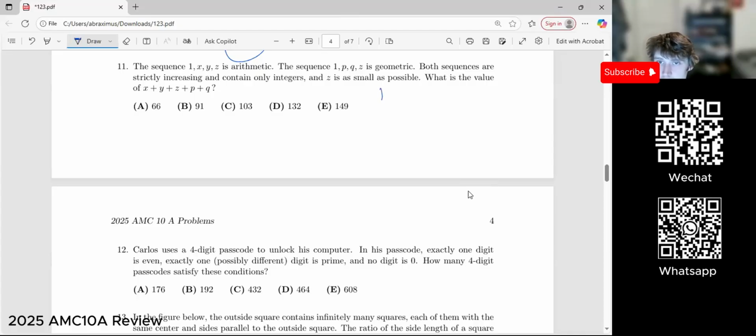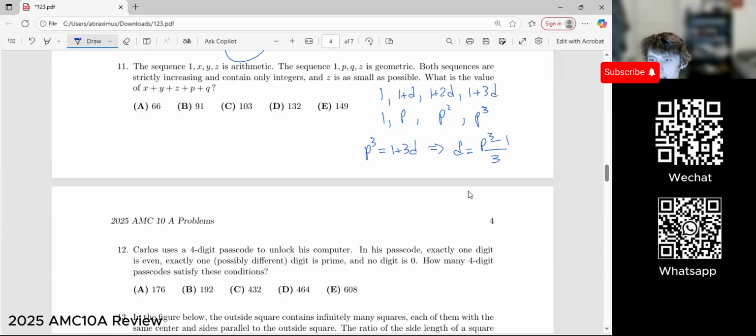So the first sequence we could write as 1, 1 plus d, 1 plus 2d, and 1 plus 3d. The second sequence we can call 1, p, p squared, and p cubed. So p cubed is equal to 1 plus 3d, but it's kind of hard to find a cube that satisfies these equations. It's actually much easier to say that d is equal to p cubed minus 1 over 3, and we can find the smallest p that makes this an integer.